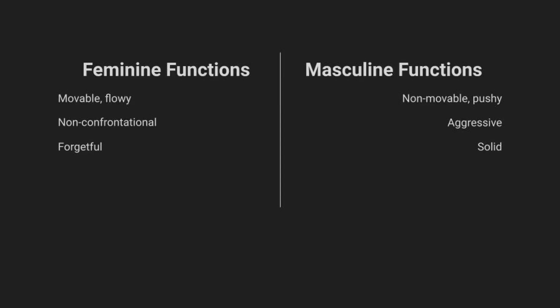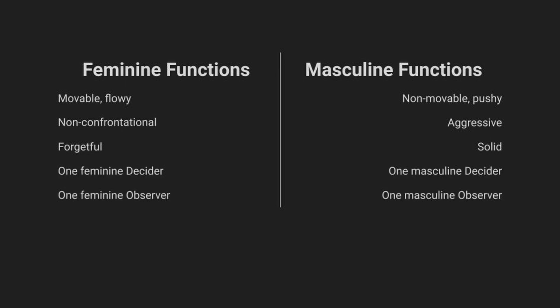First of all, we're not talking about biological sex. We're talking about the abstract concepts of masculine and feminine. A cognitive function is feminine if its expression is movable and flowy, non-confrontational, and forgetful. A function is masculine if it's non-movable, pushy, aggressive, and solid.